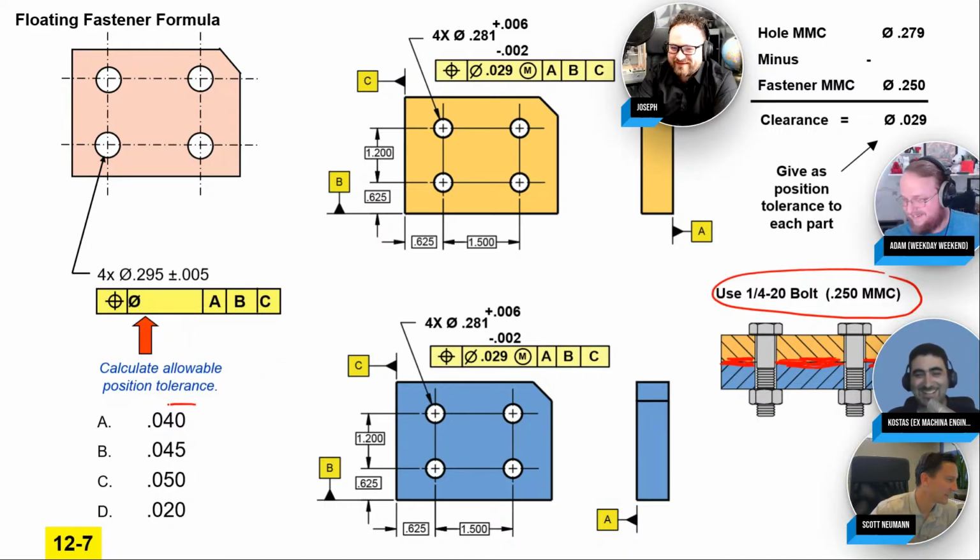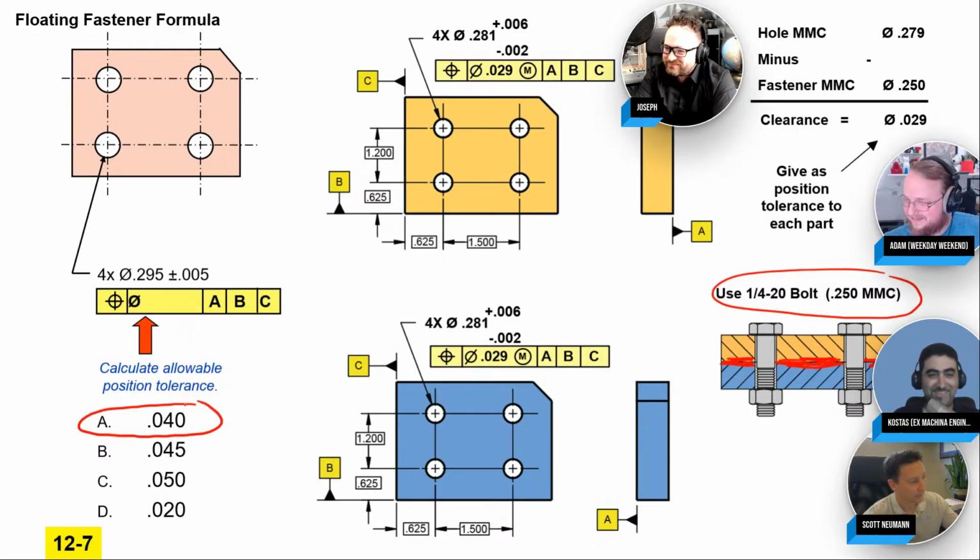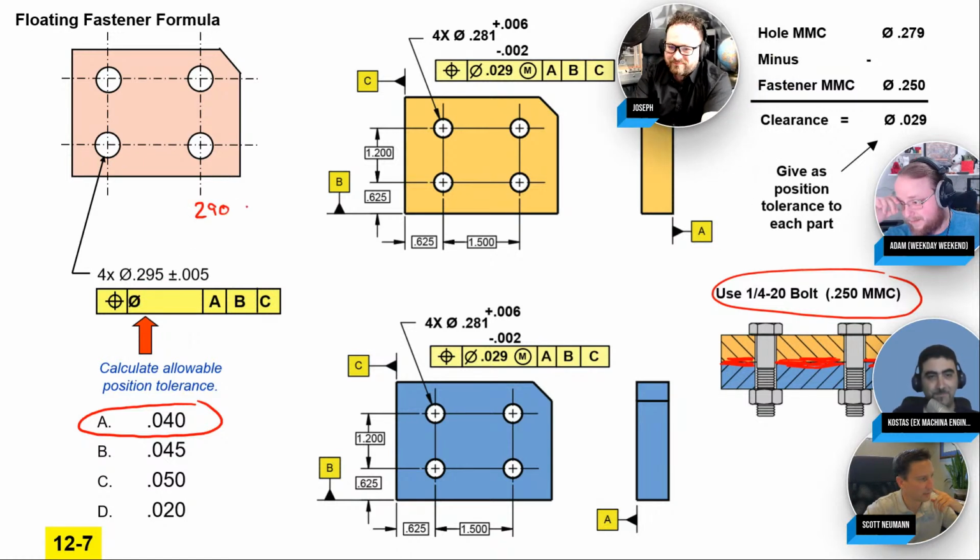Yeah, you are correct. It is A. It is 40 thou. That's right. And how do you calculate 40 thou? Smallest hole, biggest pin. Yep. So what's your smallest hole? 290. So we call MMC.